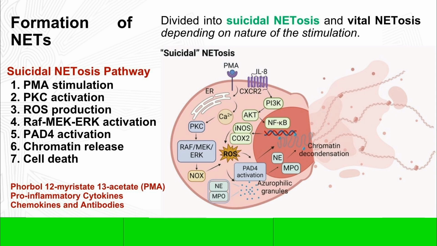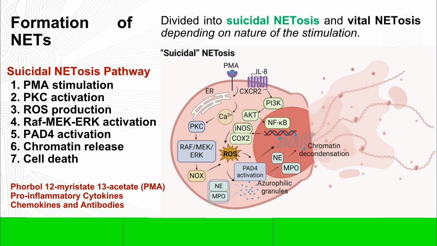There are two kinds of formed NETs, which are suicidal NETosis and vital NETosis. Which one forms depends on the nature of the stimulation. Now, let us focus on suicidal NETosis. Examples of specific molecules and substances that stimulate suicidal NETosis are phorbol 12-myristate 13-acetate, or PMA, pro-inflammatory cytokines, chemokines, and antibodies.